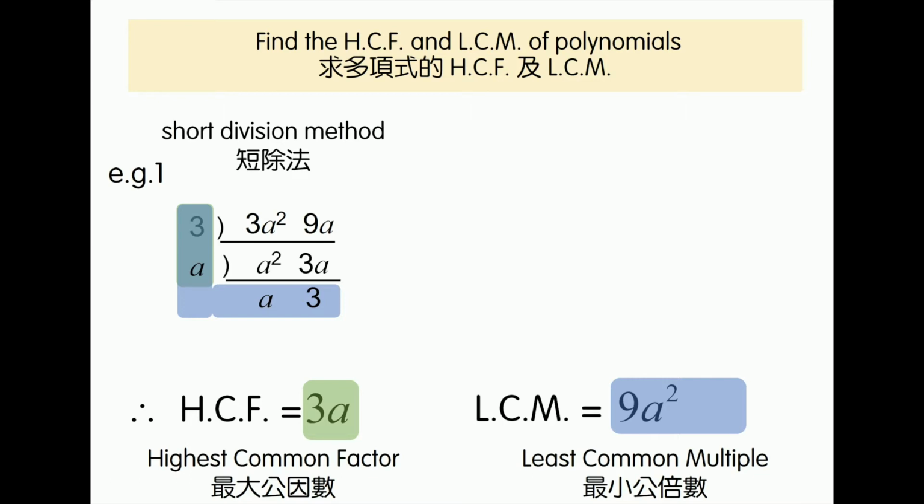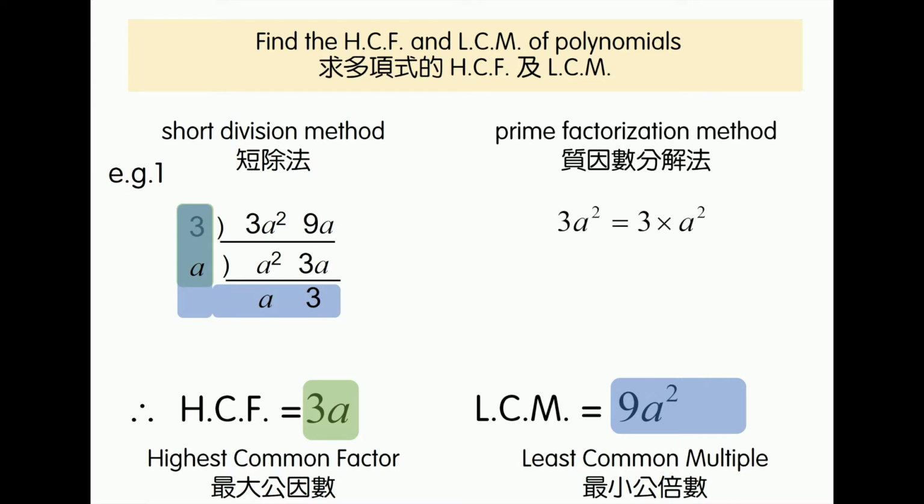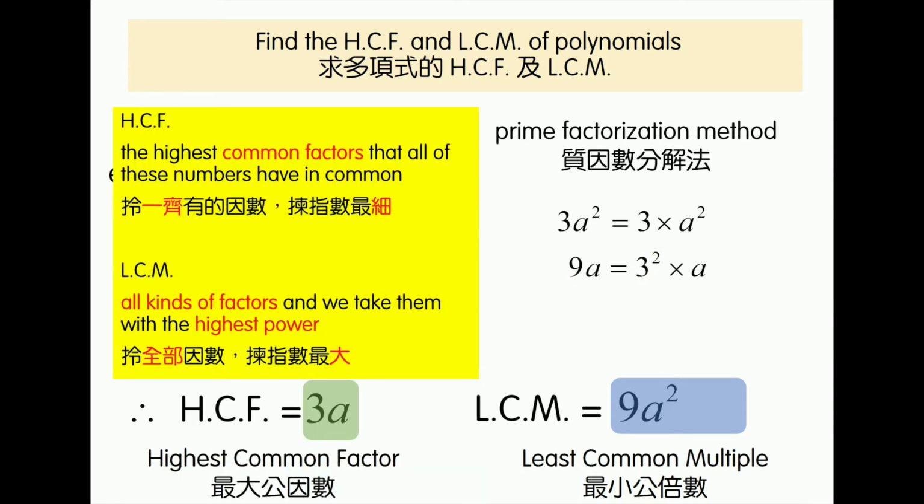Other than this method, we could use prime factorization to help us. Meaning, we take apart a number by its prime numbers and multiply them together. Number 3 is already a prime number, so there's nothing to do. But the number 9, we can take out its prime number, becoming 3 squared. And so we use the rule: HCF is taking all the common factors that we have in common and taking the smallest. The factors they have in common are 3 and a. The smallest index is 1, so the final answer is 3a.